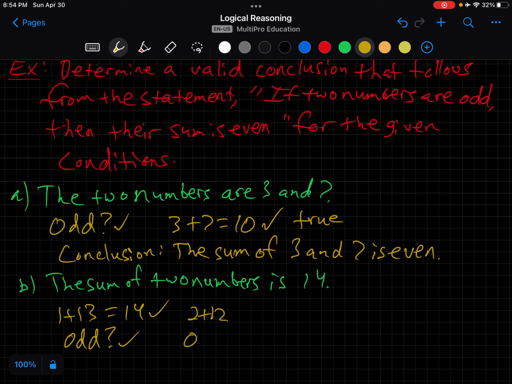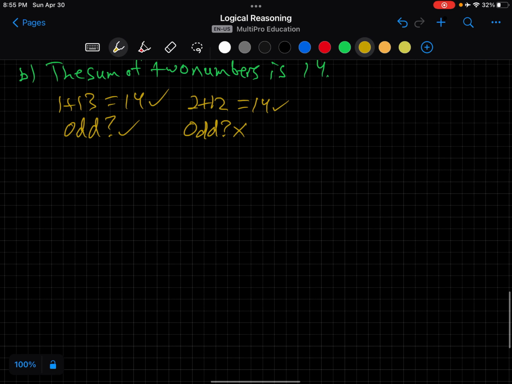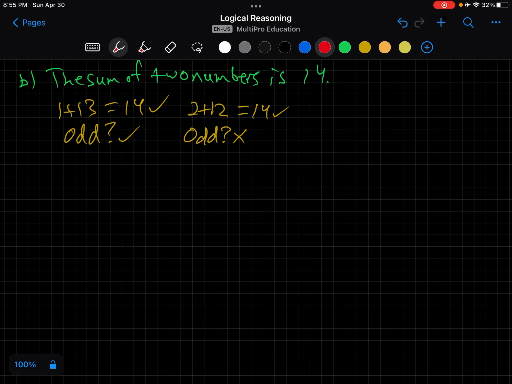Let's try 2 plus 12. Are these odd? No, these are not odd, but they are equal to 14, so they only pass one of the two. So it depends on what the numbers are, whether this is true or not. Some numbers this is true, and some numbers it is not true. So this leads us to another definition. Let's talk about counterexample.